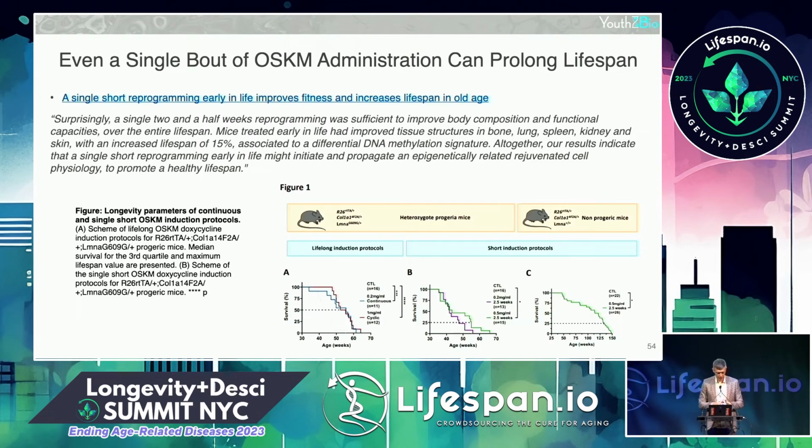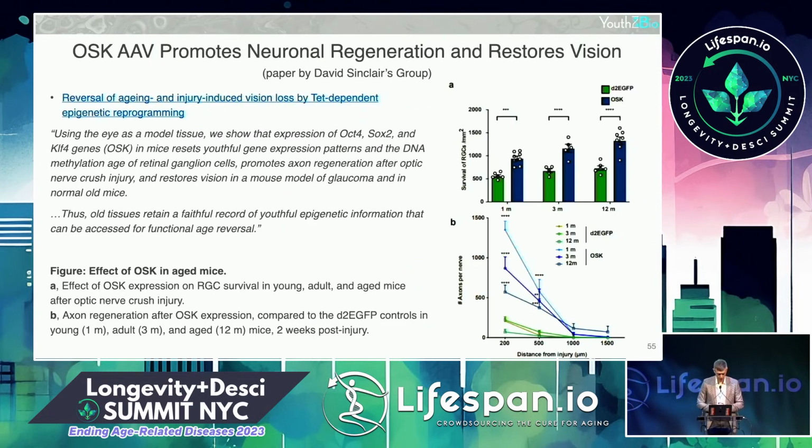Here's an interesting study, because it showed that even a single bout of partial reprogramming can prolong lifespan. It's not a huge increase in lifespan, but I think it's an important result because it shows that the effect can persist. Even a single administration of reprogramming can do this in a progeric mouse model. They have two mouse models: the progeric, fast-aging mouse model, but also a wild-type, normal aging mouse model. They showed that both can exhibit this prolongation of lifespan by partial reprogramming.